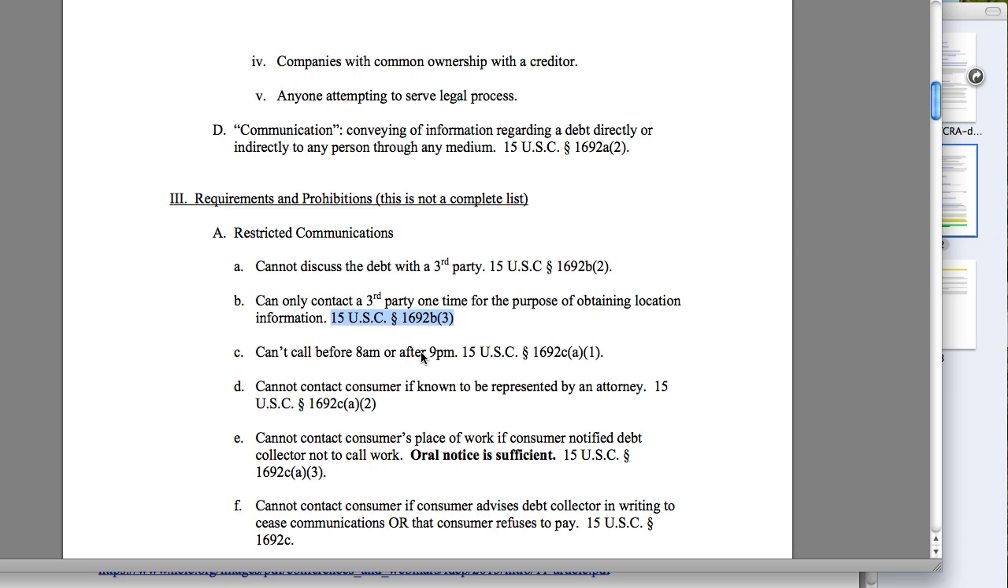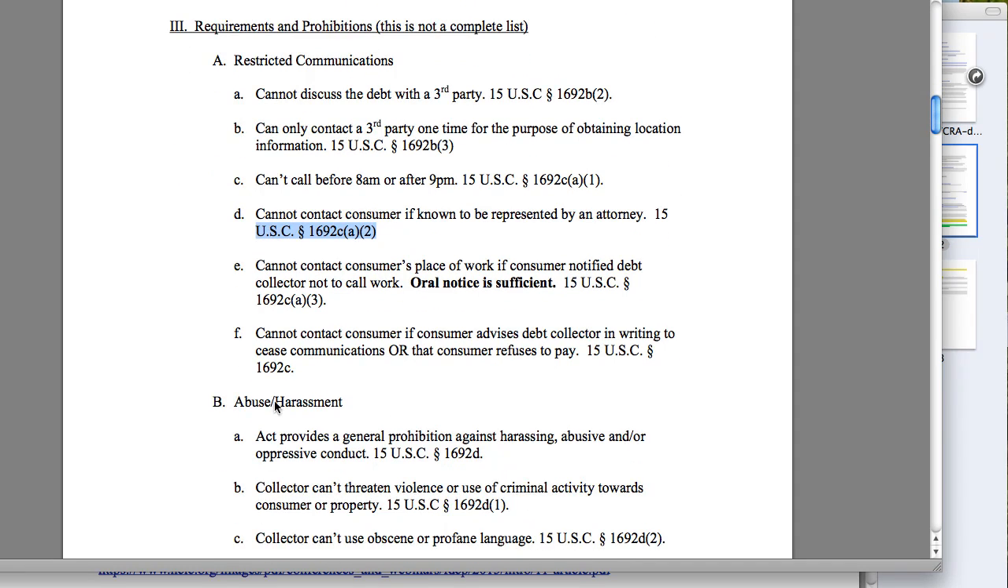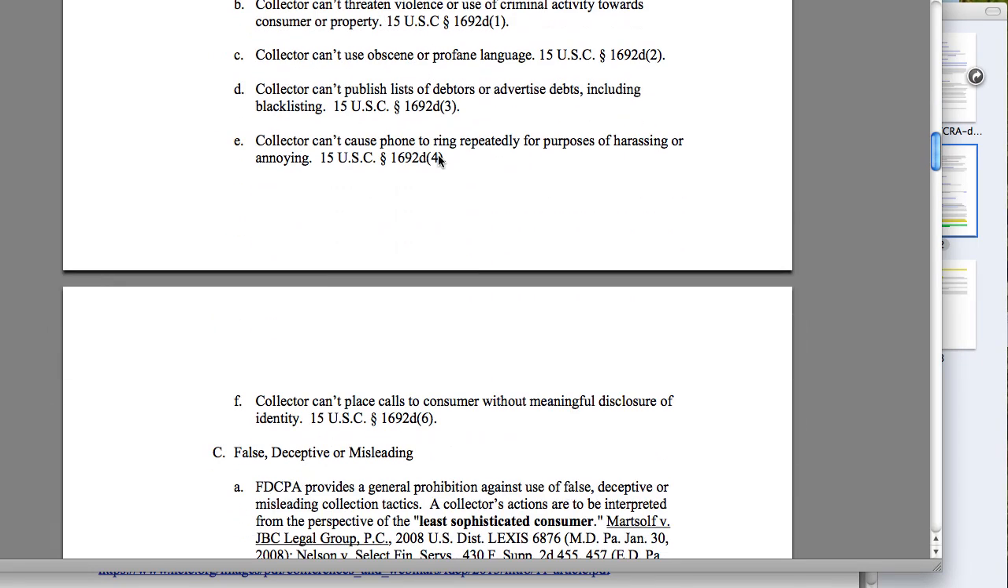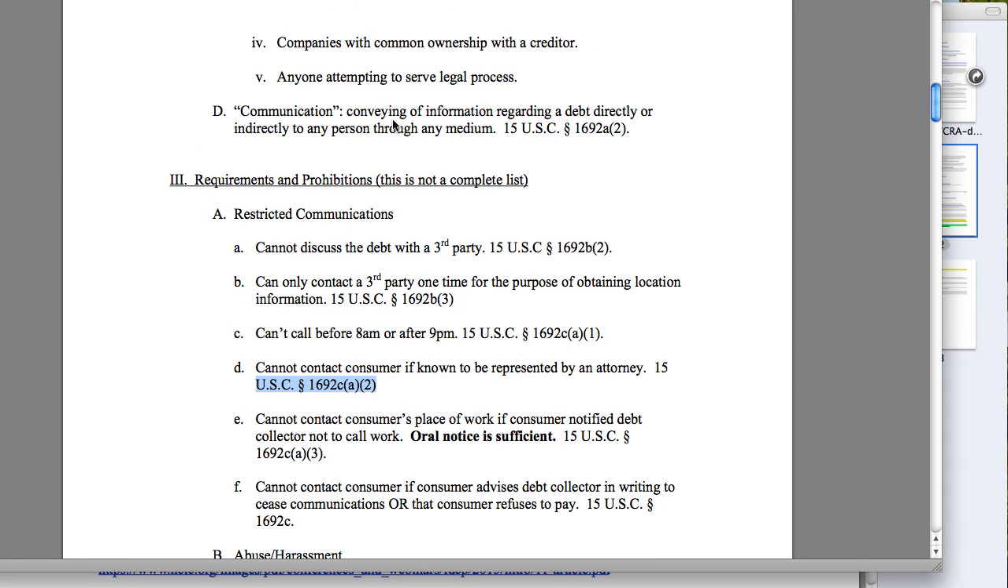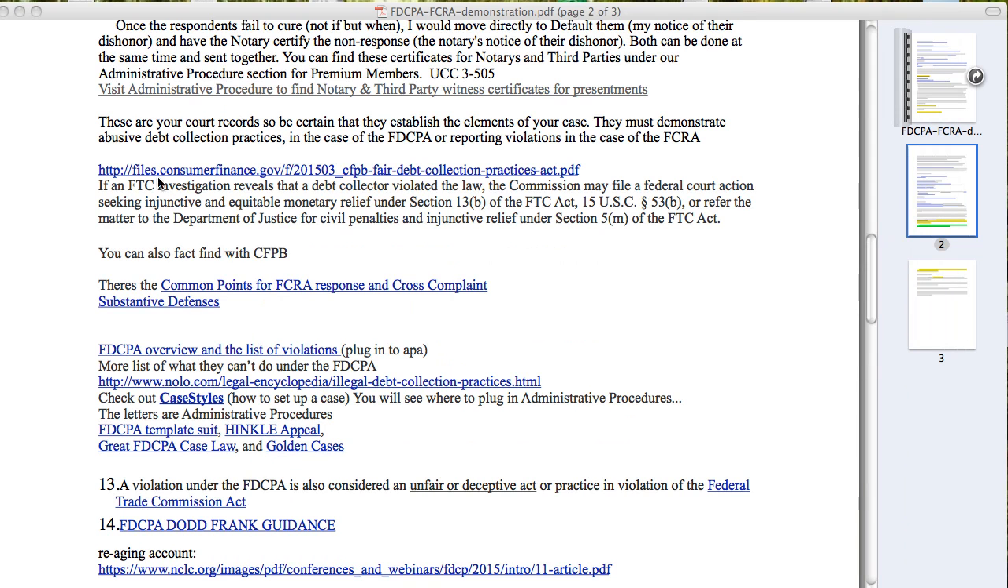Can't call before 8 a.m. or 9 p.m. Slice them with it. Cannot contact a consumer if known to be represented by an attorney. Slice them with it if it applies to you. Cannot contact the consumer. There's a whole bunch of abuse, harassment. It's a whole bunch of things here that they cannot do. Collector can't publish a list of debtors, advertise. It's so many things.